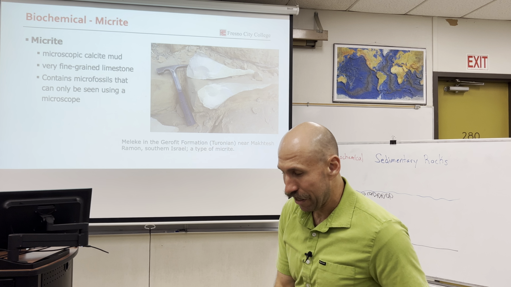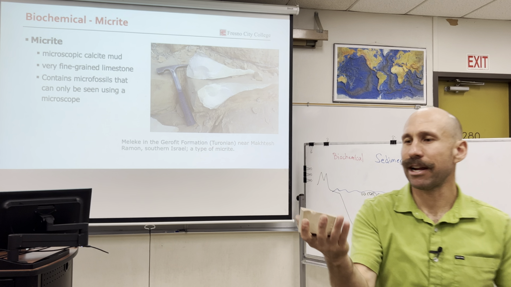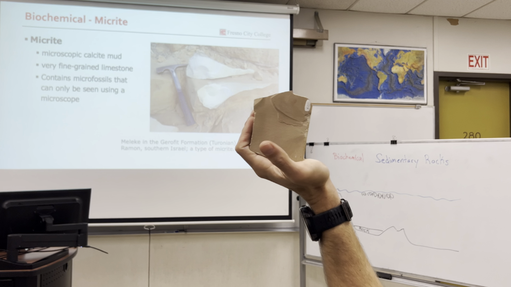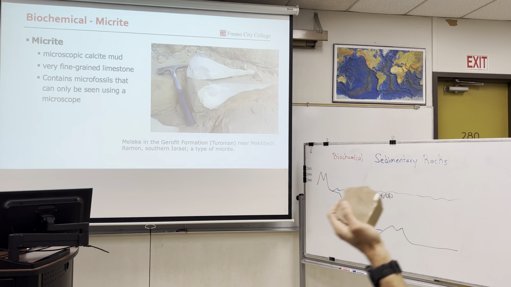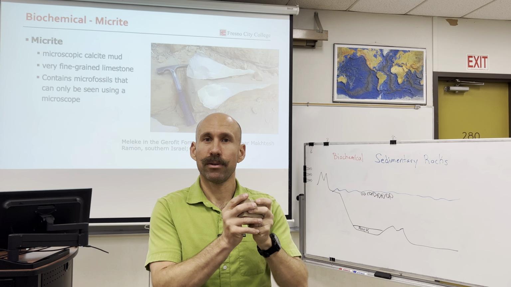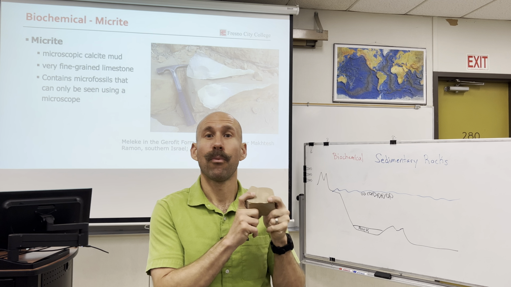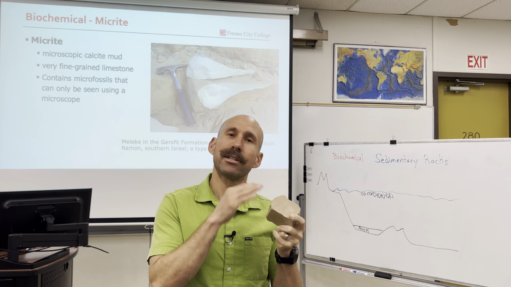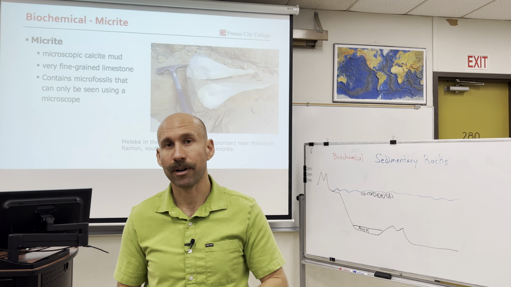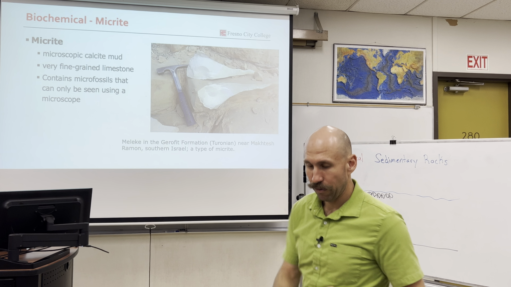Okay, micrite is when you have a calcite mud, super fine-grained, very, very fine-grained limestone. It's a very challenging rock to identify, but it has microfossils in it that can only be seen using a microscope. So optical mineralogy and optical petrology is a very useful counterpart when identifying rocks and minerals to see the unique properties of how rocks and minerals display under the thin scope microscope. What else do we got?